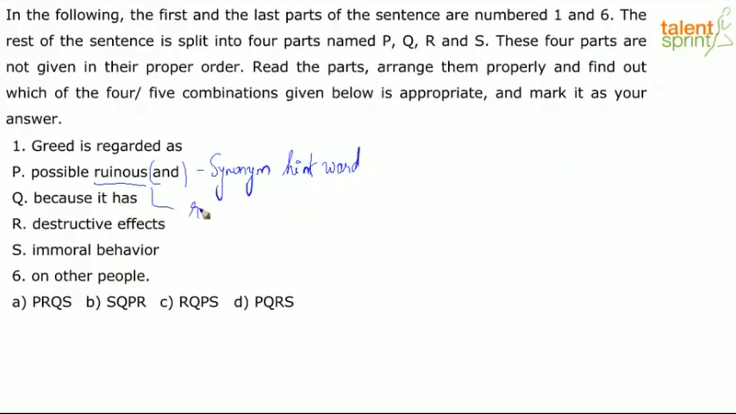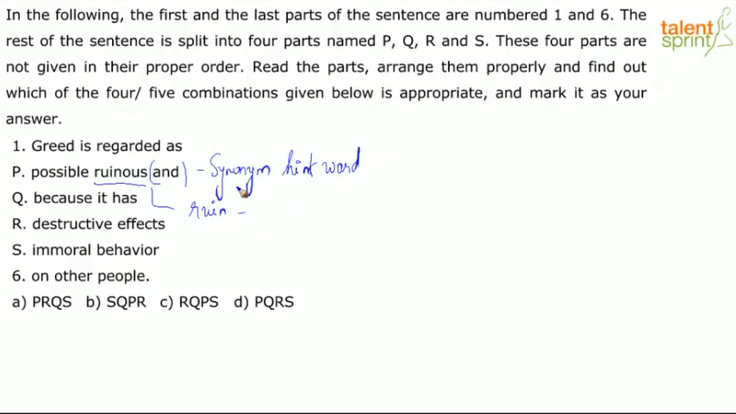It comes from the word ruin, which means what? Destruction. Which means P and R have to go together, right? Which are the options that give me that? A and B. So let's look at it. "Greed is regarded as..." A starts with "possible, ruinous, and." Or should we go with B? Greed is regarded as immoral behavior, right? Greed is regarded as what? Immoral behavior. Why? Because it has possible, ruinous, and.